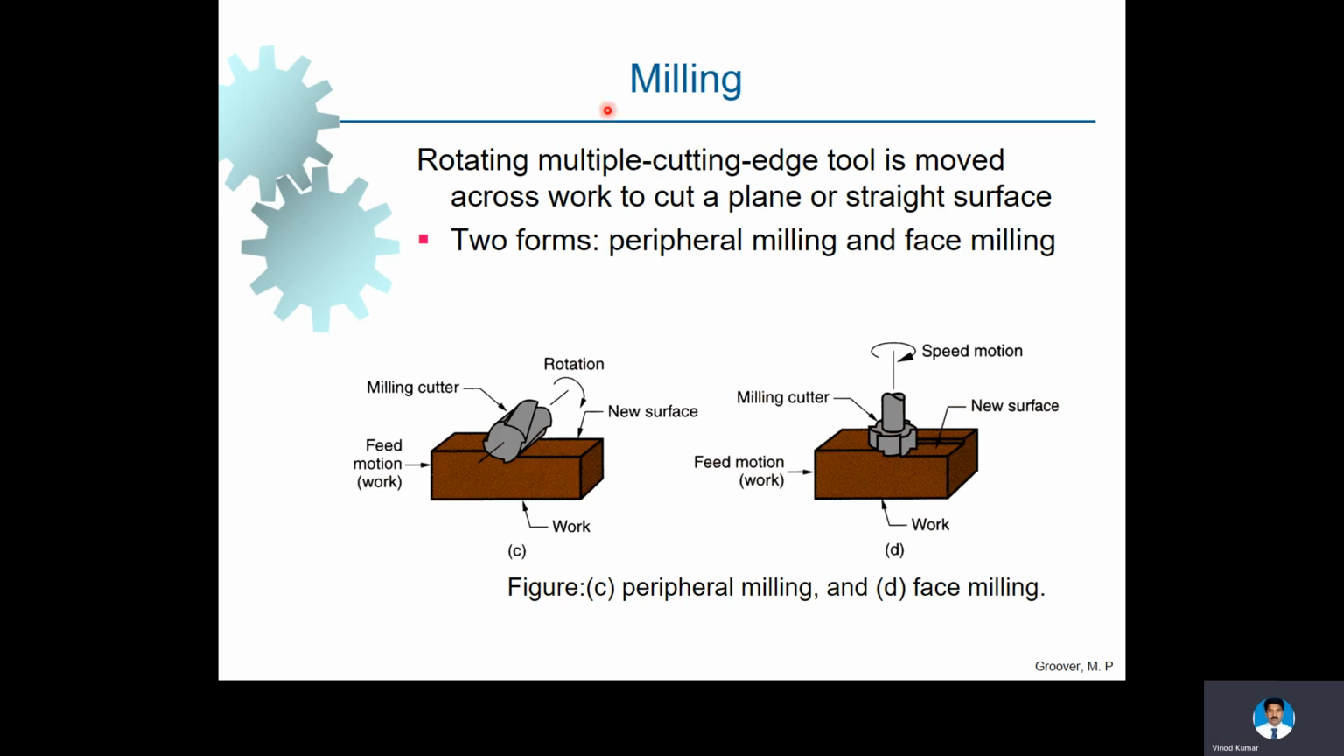Now in a milling machine, we use multiple cutting tools, multiple edged cutting tools, to produce flat surfaces or to remove more material from the surface. Such kind of milling operations are used. So rotating a multiple cutting edge tool across a workpiece to produce a plane or straight surface is called milling operation. Two types are there: peripheral milling and face milling. In peripheral milling, the peripheral surface is used for removing the material, whereas in face milling, the face surface is used for removing the material from the surface.